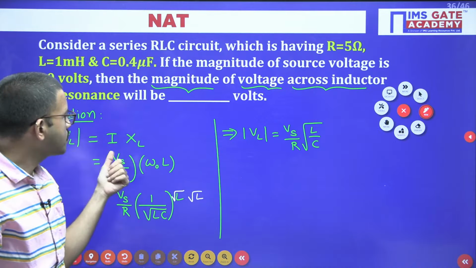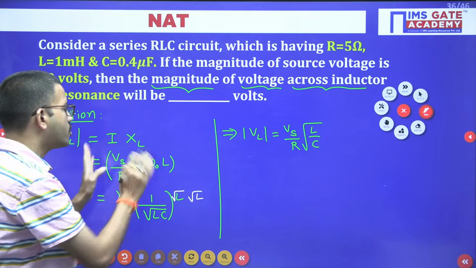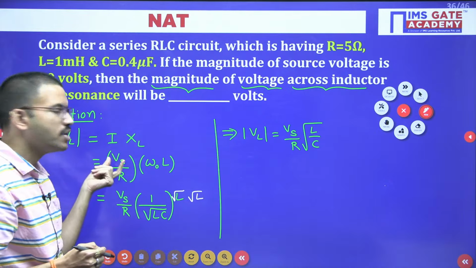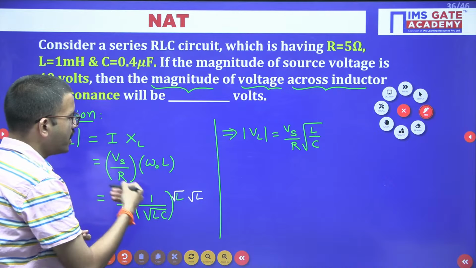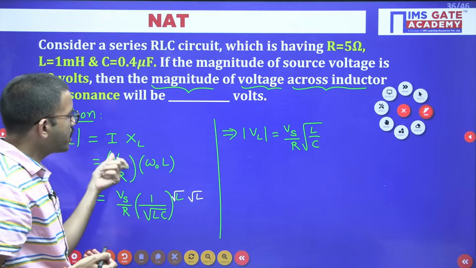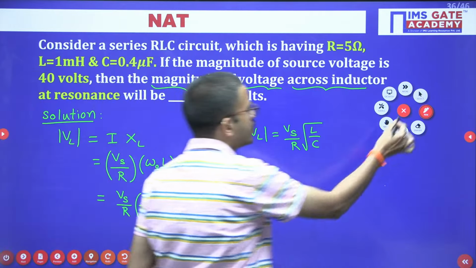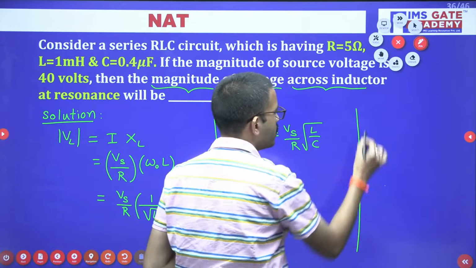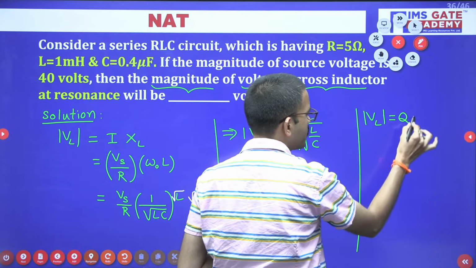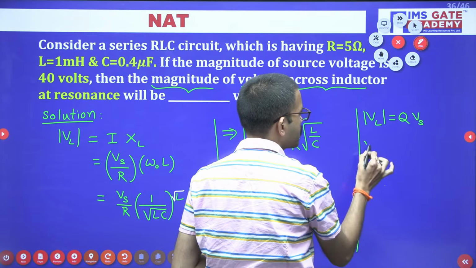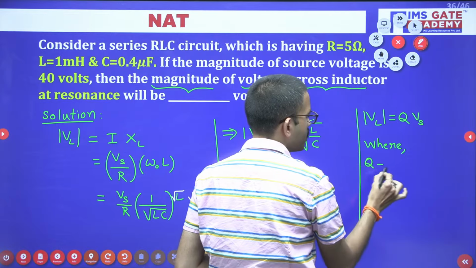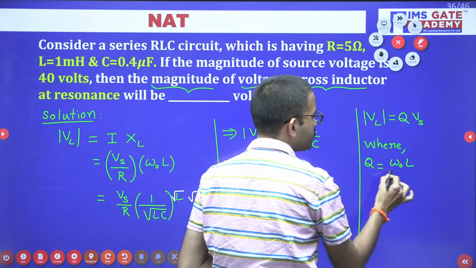But some of you might have remembered the voltage across inductor is nothing but Q times V, Q times supply voltage. Here omega naught L by R is nothing but Q, right? That is nothing but Q times Vs. So if you want, I am giving the shortcut formula. Regarding magnitude of voltage across inductor is nothing but Q times supply voltage, where Q equal to omega naught L by R.